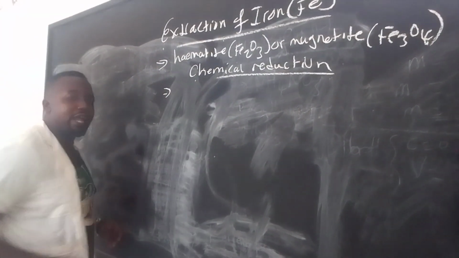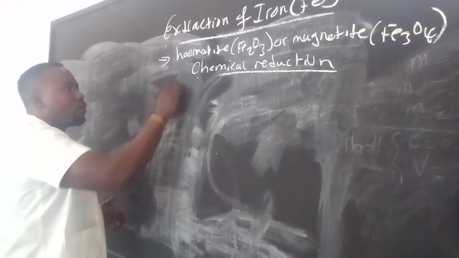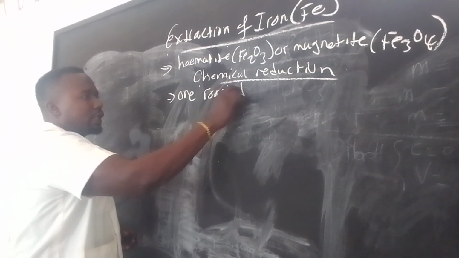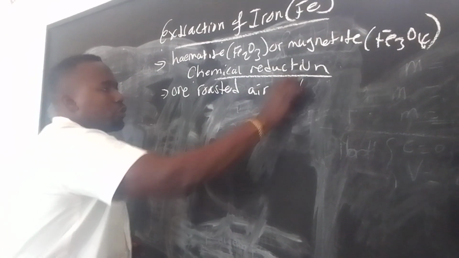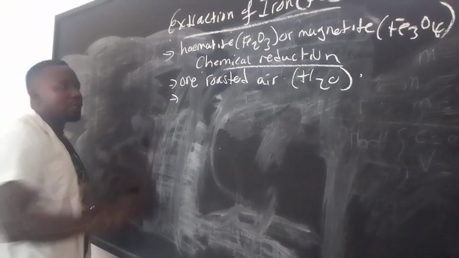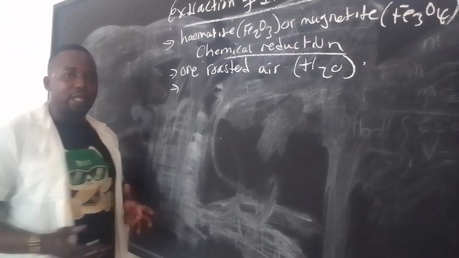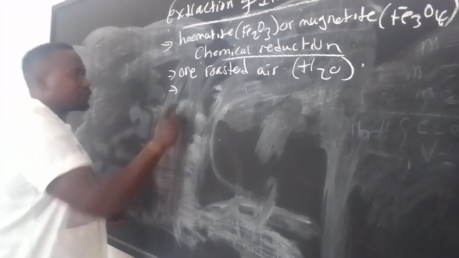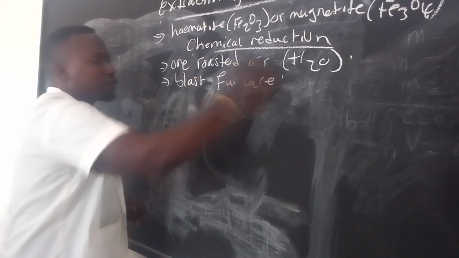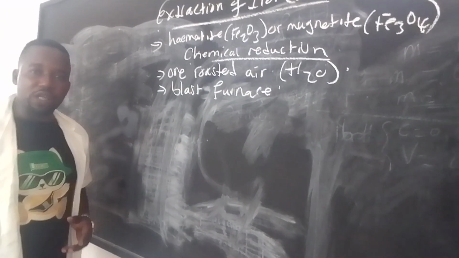We'll move on to the next point. The ore, which is hematite, is roasted in air to remove water. The next point, simply say where the extraction is carried out. The extraction process is carried out in a blast furnace.